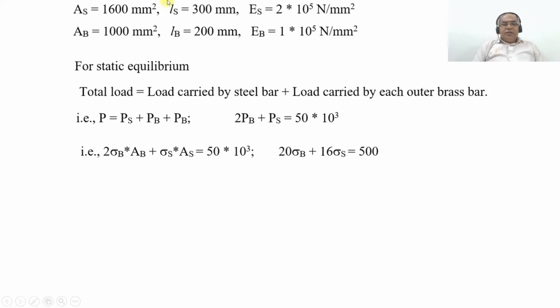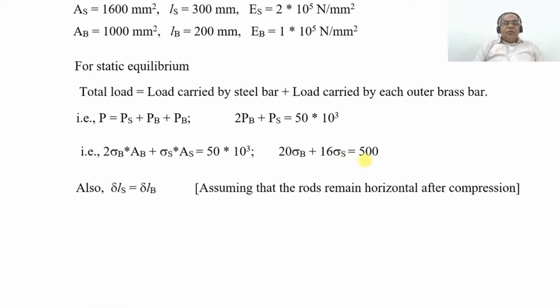But we know that stress is load by area of cross section. So 2 into PB is nothing but sigma B into AB, plus sigma S into AS, which will be equal to 50 into 10 to the power of 3. Therefore, when you simplify that, you get 20 times sigma B plus 16 sigma S will be equal to 500.